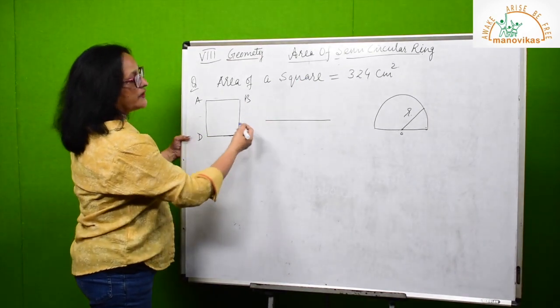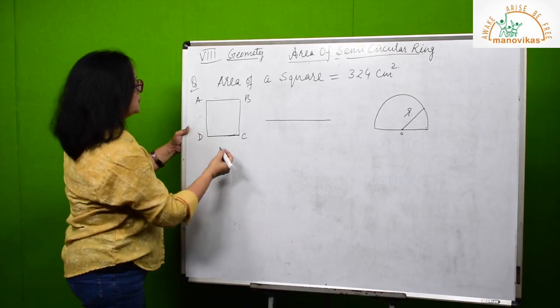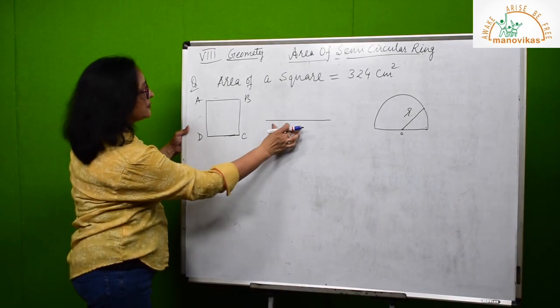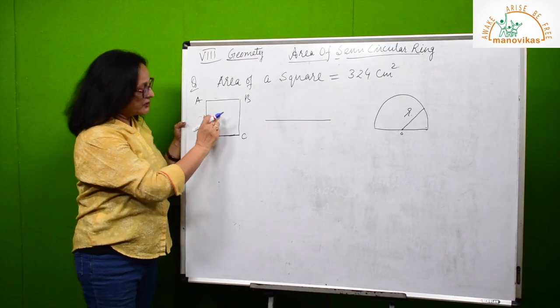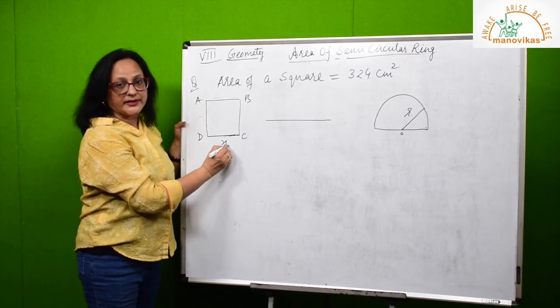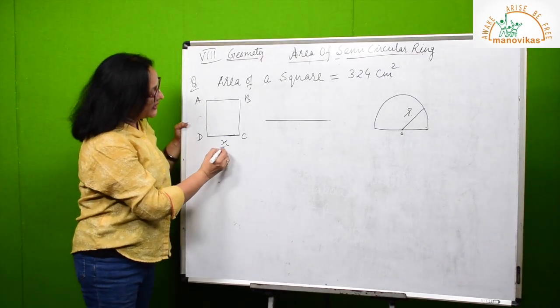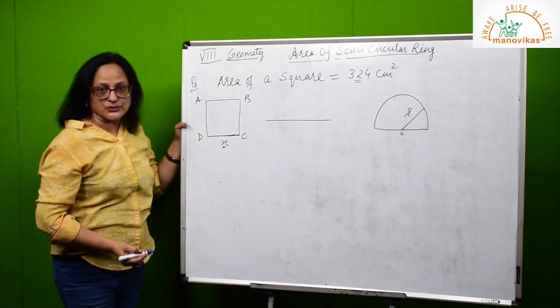So from the area, how can you find the length of this wire? As you know, for the length of the wire, we need the perimeter of the square. For the perimeter, we need the side of the square, which is not given to you. So how can you find this side? You can find this side with the help of the area of the square.